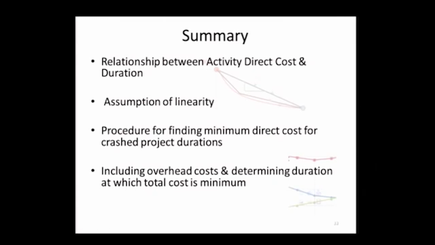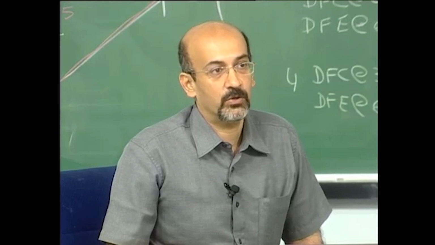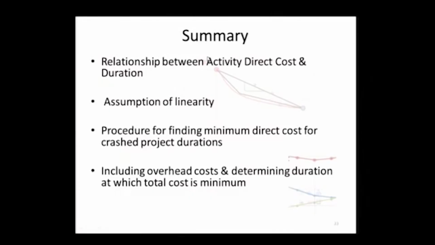Okay, so to summarize what we have done in this lecture, we looked at the relationship between activity, direct cost and duration. We saw the assumptions that need to be made. If you recall, this was the graph which we showed how we make this linearity assumption, and that really limits a lot of things, but it is only for the ease of calculation. We went through the procedure for finding minimum direct cost for crash project durations, then we included the overhead cost and we found the duration at which total cost is a minimum, and this is a very interesting relationship, and we have to see how this can be applied on projects so that we can actually find minimum overall cost.